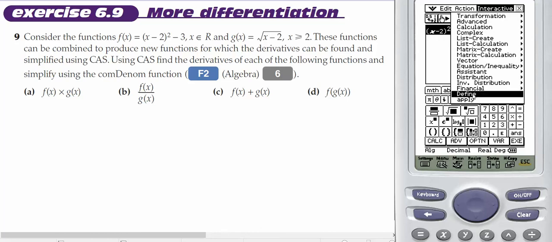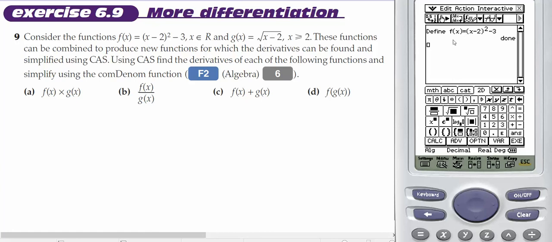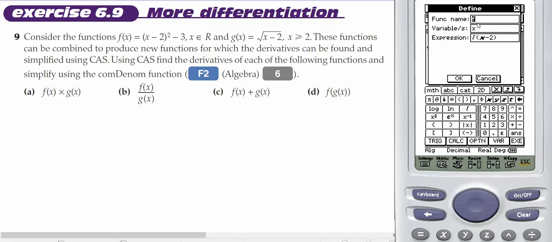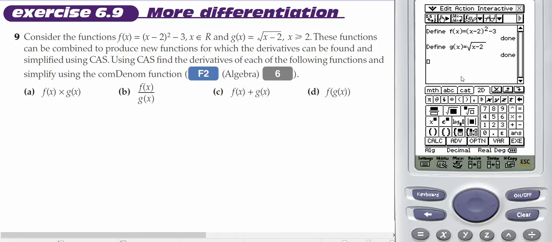and I'm going to call that f. Interactive, define, f. Okay, so that's f of x. And I'm going to take the second one, which is the square root of x minus 2, and I'm going to define that and call that g. Instead of the name f, I'm going to go into ABC, because that's my naming palette. Call it g.